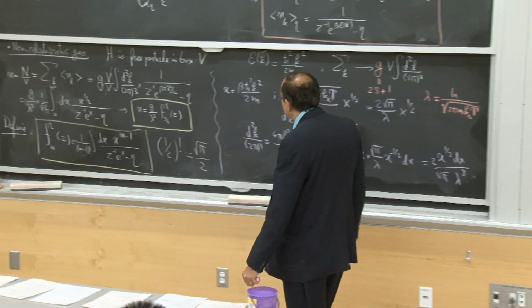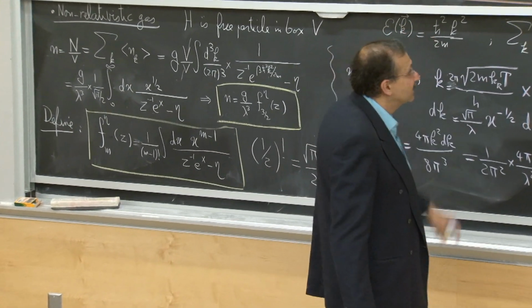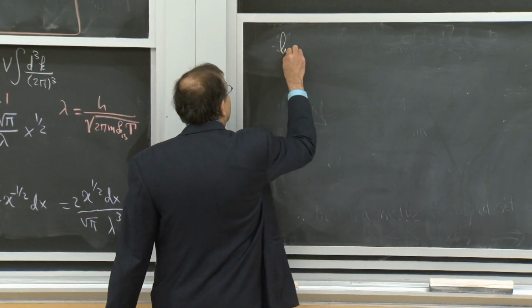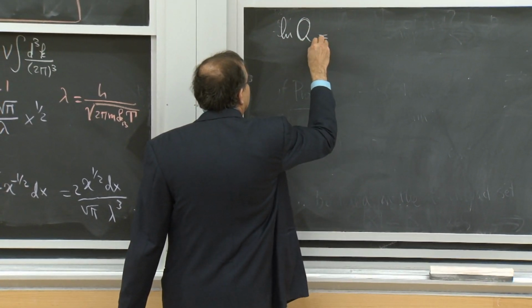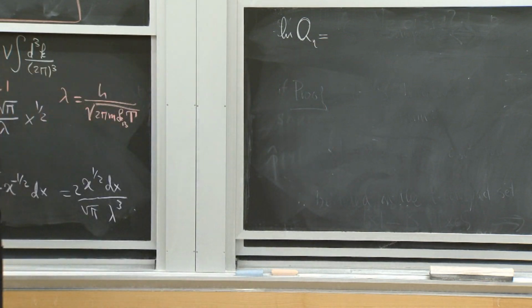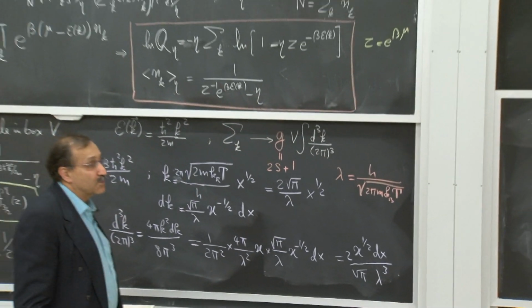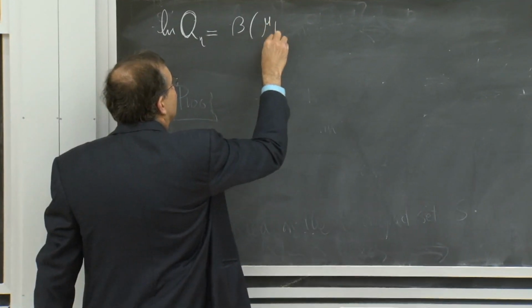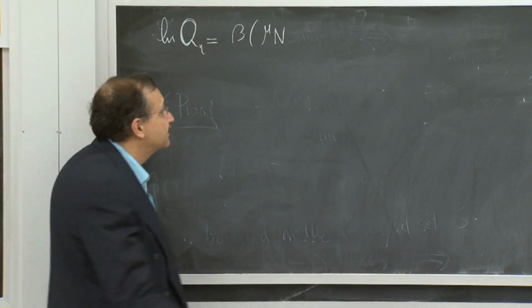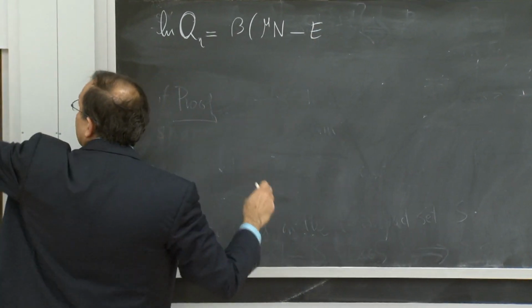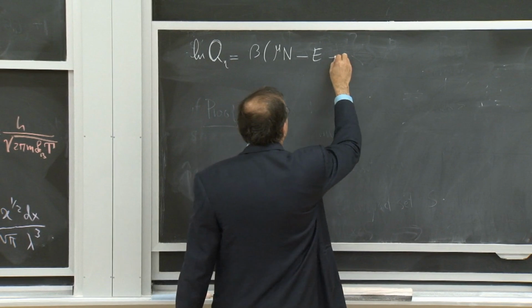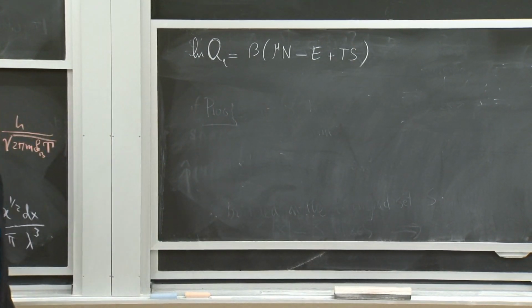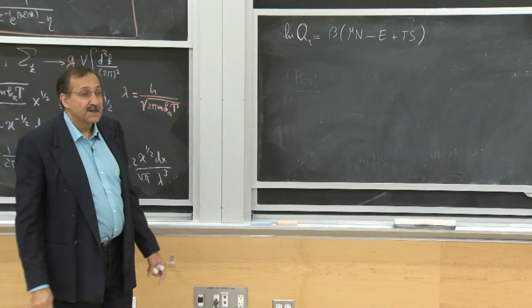So, but what we want is to calculate something like the pressure for the gas. Well, let me remind you that log Q, essentially quite generally, comes from normalizing something that is like mu times the total number of particles minus the energy. You can kind of read that from here. And then there would be Ts from the number of states. This was the general formula that we had.